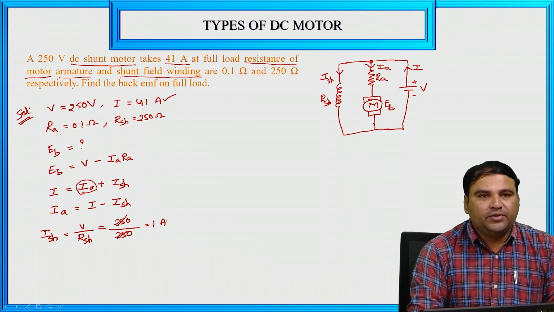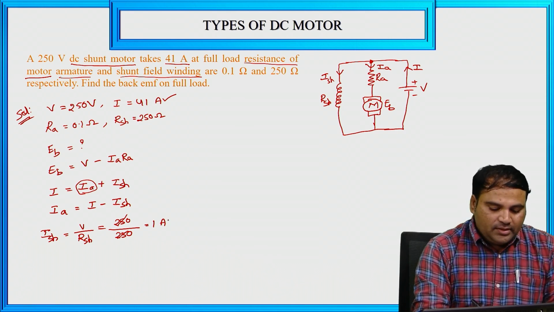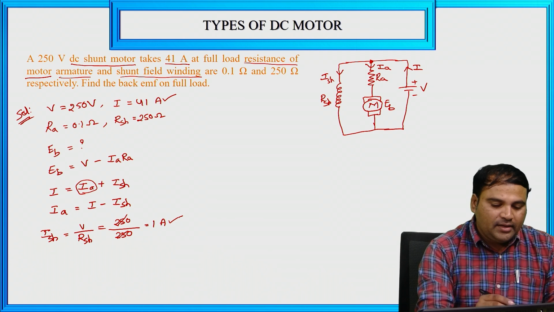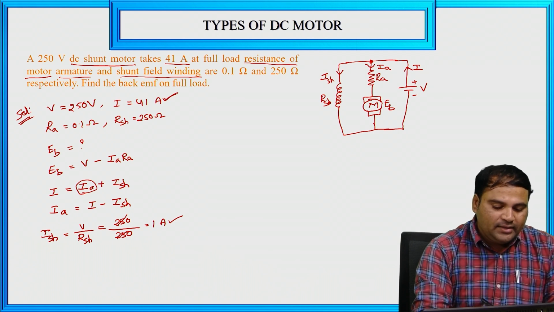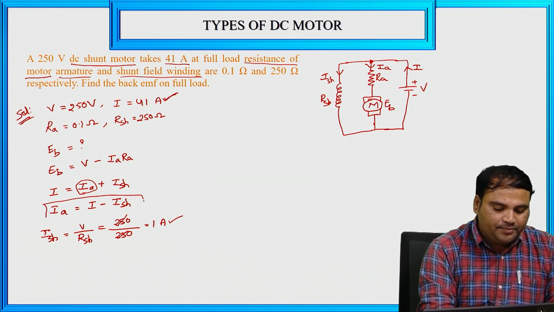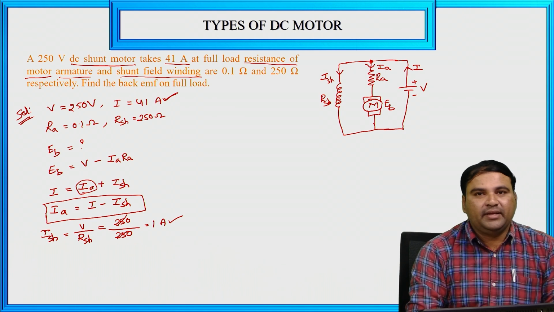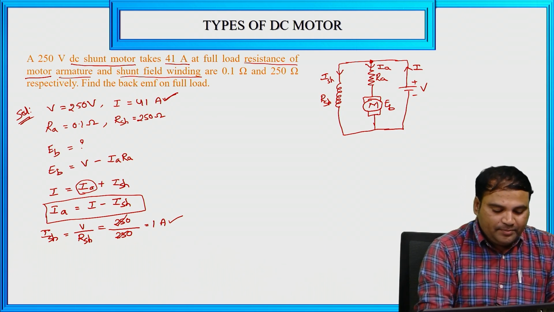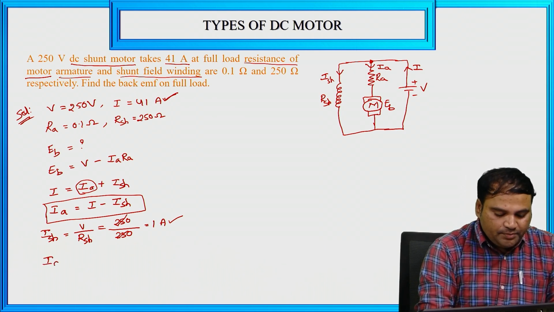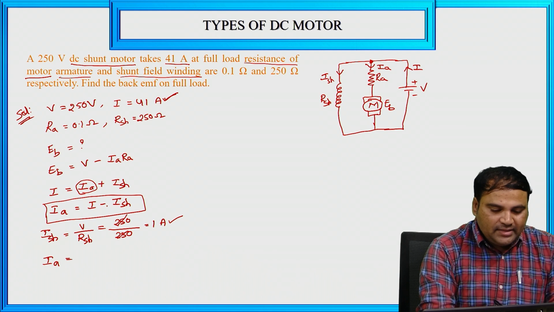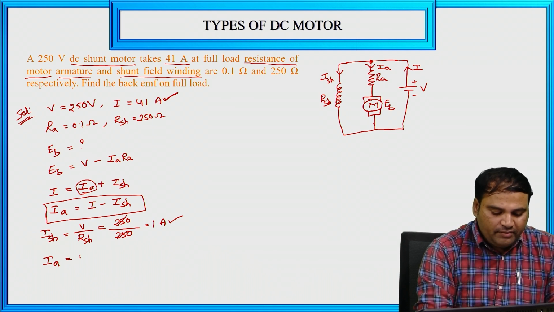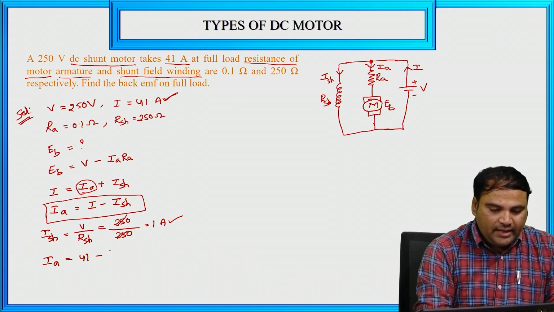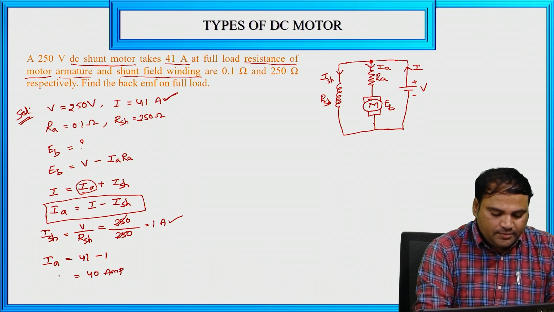Now substitute shunt field current and total current in this equation. We will get armature current IA. So IA equal to I minus ISH. I is 41 minus ISH is 1, that equal to 40 amperes. This is the armature current.